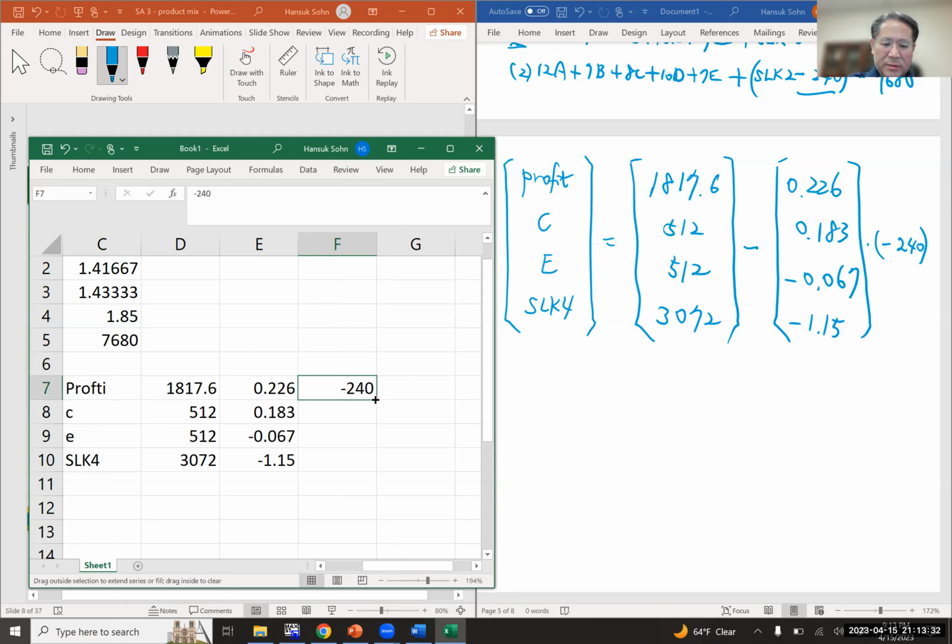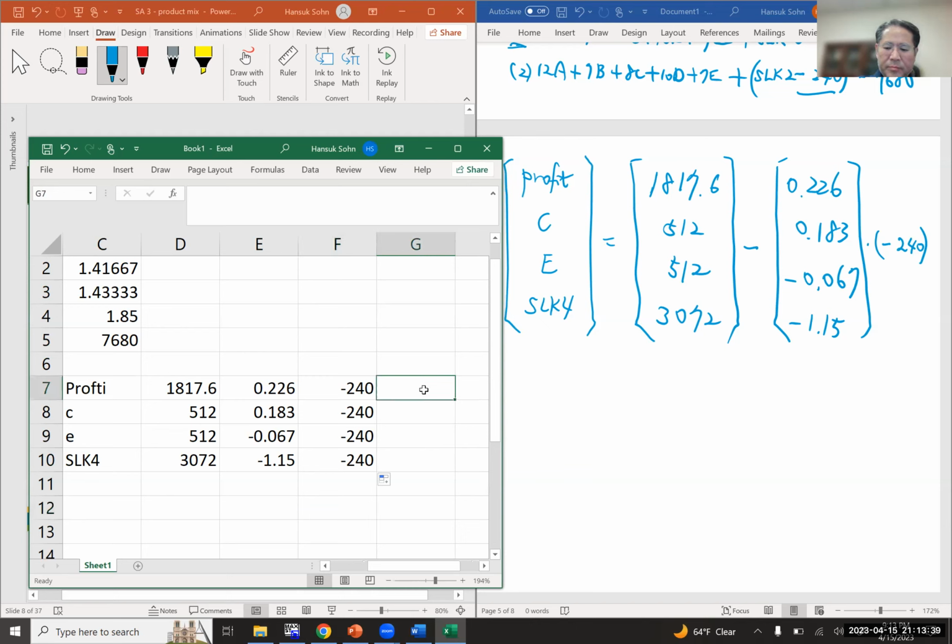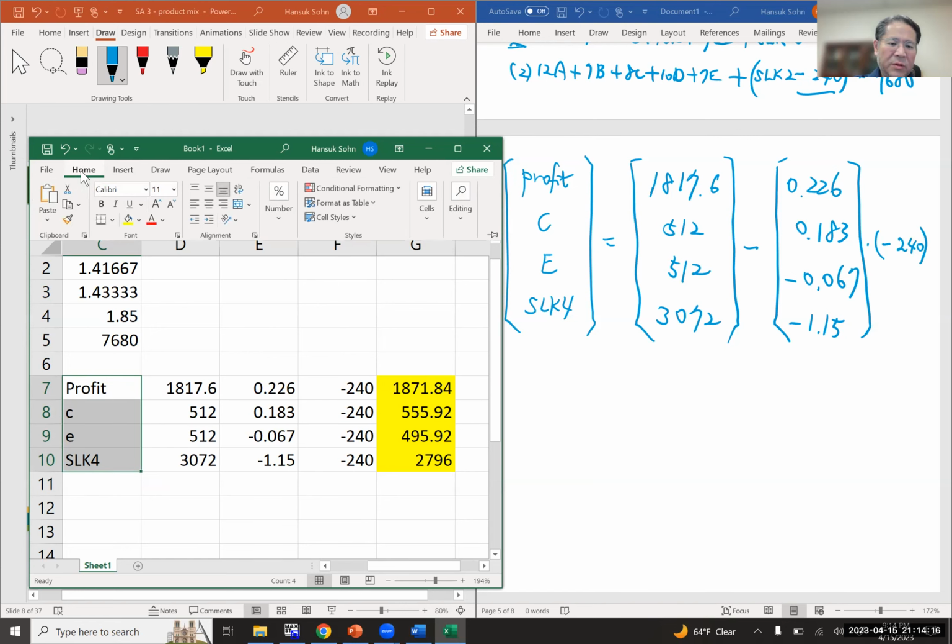So I'm going to drag it down here. So what I'm going to do is the profit will be changed to starting from this minus this value times this value, right? So that's the changed amount, right? The profit, the production of C and E, and the unused amount for product 3, right? Okay.